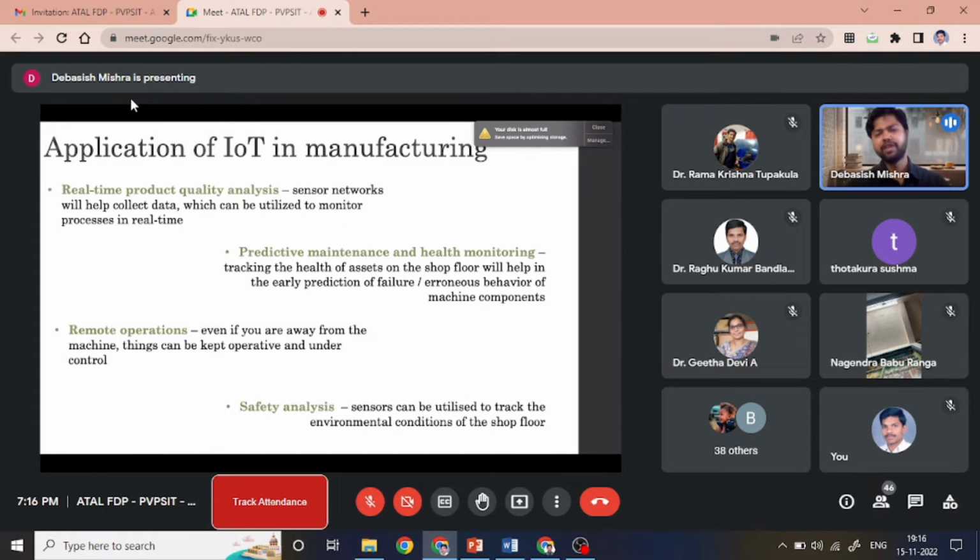So there could be various applications of IoT in manufacturing. I have listed 4 major applications. The first is the real-time product quality analysis. As I told, we could have different sensors embedded in the manufacturing process. What sensors we choose depends on the process, and if we can take that data and communicate and derive meaningful information, we could do the product quality analysis.